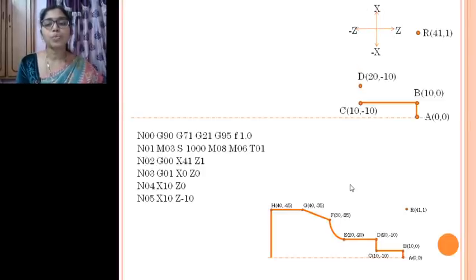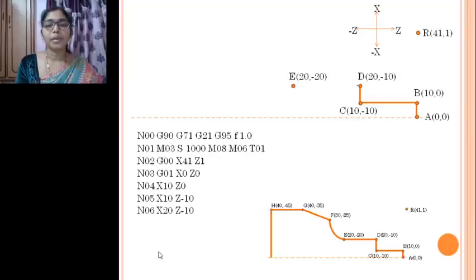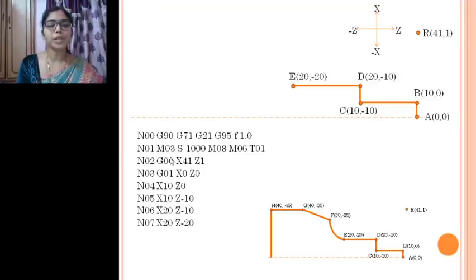Now how does it have to move? It has to move linearly. So it will be moving in a linear fashion, that is X20 Z minus 10. In that way we'll be defining all these different points. So G01 will be active, and it will be moving in this linear fashion till the required dimension is obtained. It will be machining the surface.